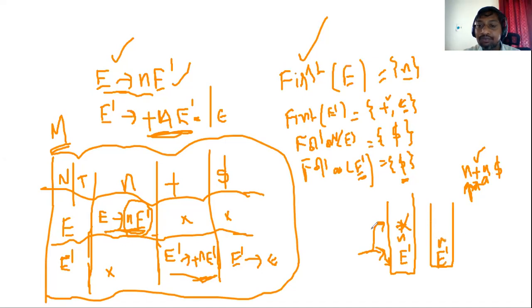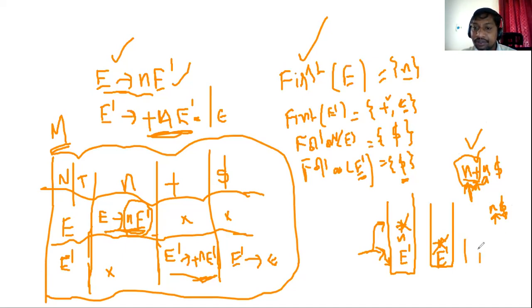We have popped off plus, so that means we have matched plus. Next, the current input is n. We are left with n and dollar only. So we have done up to this. Now on top of the stack we have n, and the current input symbol is also n. So we have to pop off this n and advance the read head so that it points to the next input symbol. What is the next input symbol?